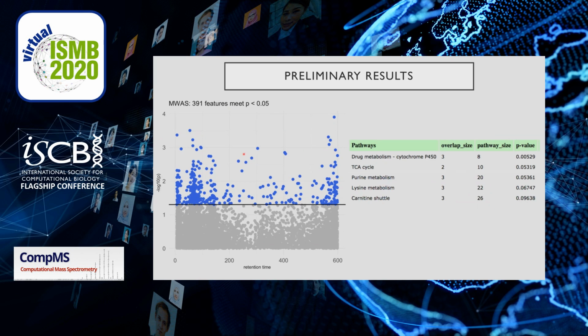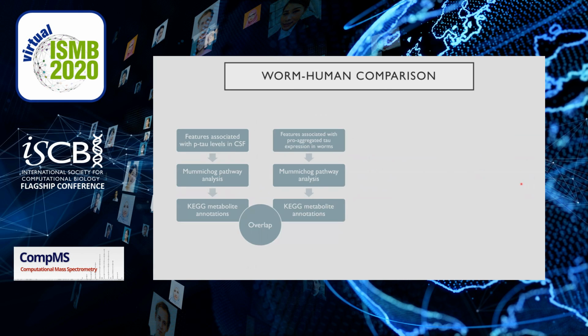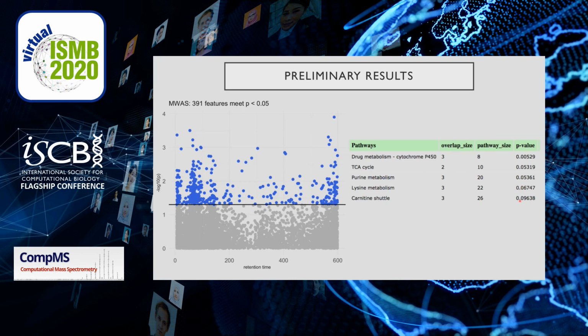And these features were again fed into the Mummichog version 2.0 algorithm using the human reference map. What was interesting is we see lysine metabolism as well as carnitine metabolism, both of which have been associated with neurodegenerative disease in the past. However, they did not reach significance here.